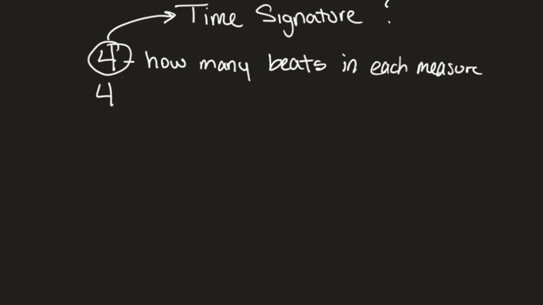Now, what happens if I do this? I just changed it to 3. So now my time signature says 3/4. How many beats would be in that measure? If you said 3, you'd be right. Let's try another one. What if I made it look like this? How many beats in that measure? If you said 5, absolutely correct. Great job.